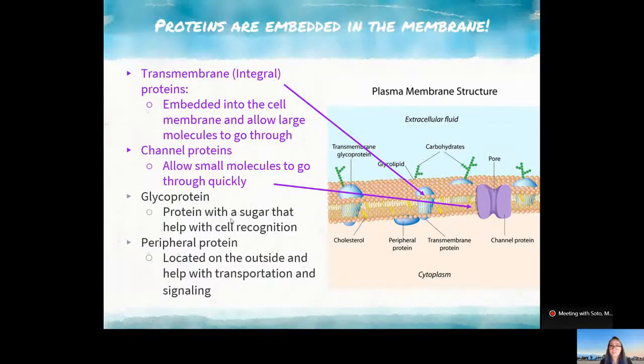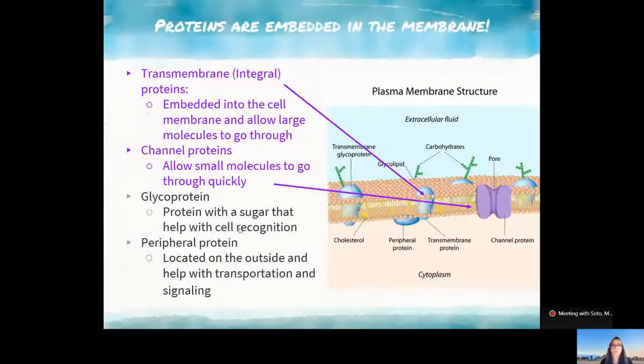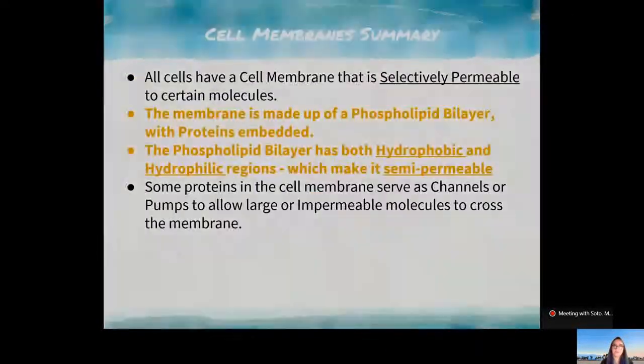There's glycoproteins that will help with sugar cell recognition. And there's peripheral proteins located on the outside layer that aid in transportation and signaling from cell to cell recognition.